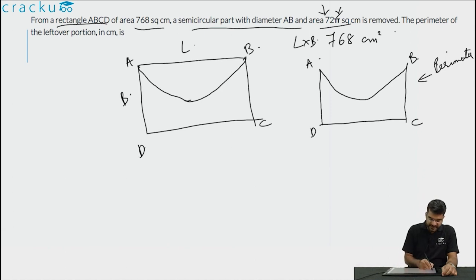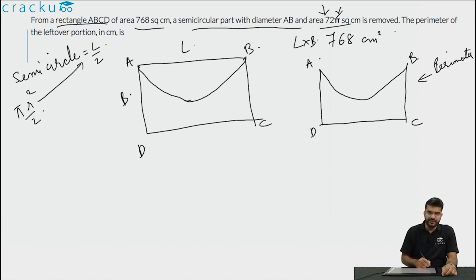Now for the semicircle, AB is the diameter, so the radius will be AB by 2, which is L by 2. Therefore the area of the semicircle will be pi r square by 2, but in this case r is equal to L by 2. So this will be pi by 2 into L by 2 into L by 2. This we are told is equal to 72 pi.